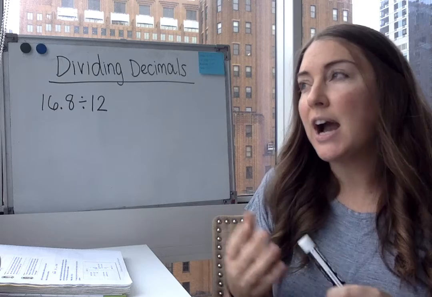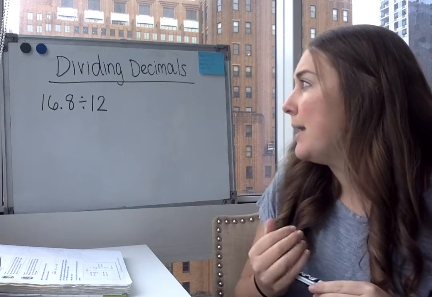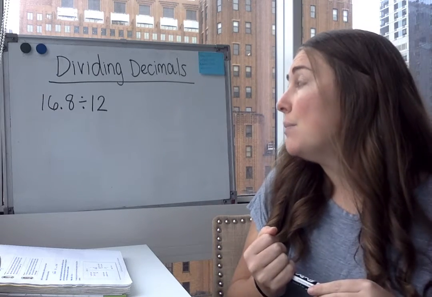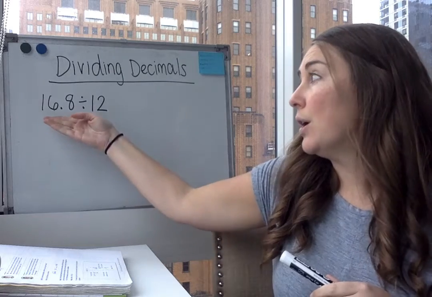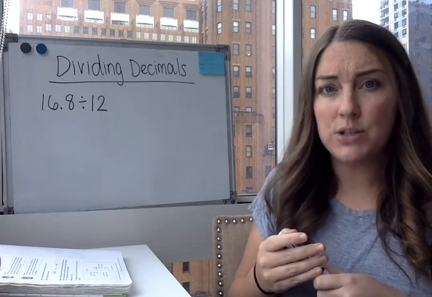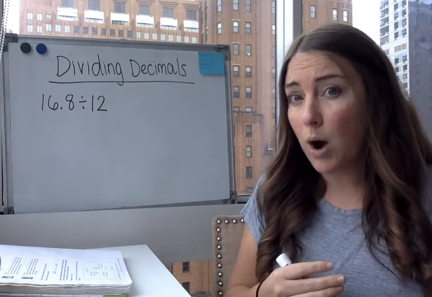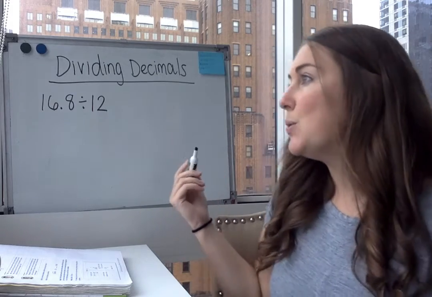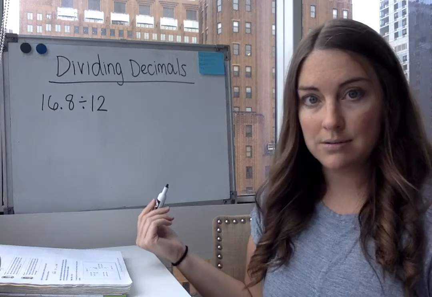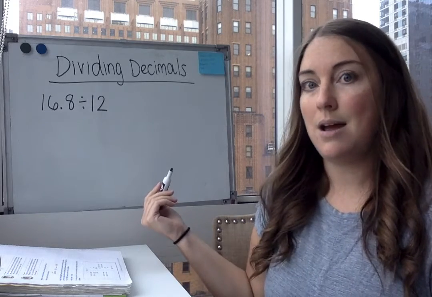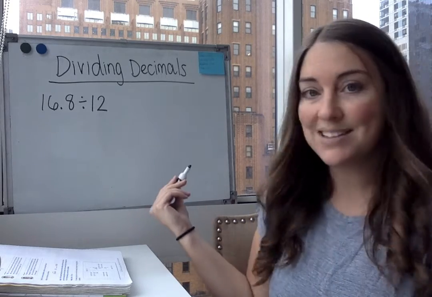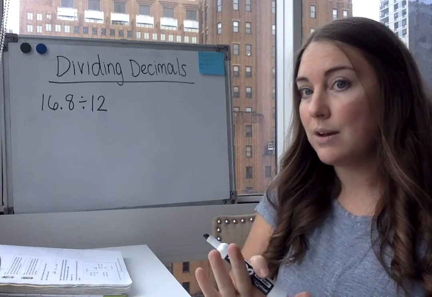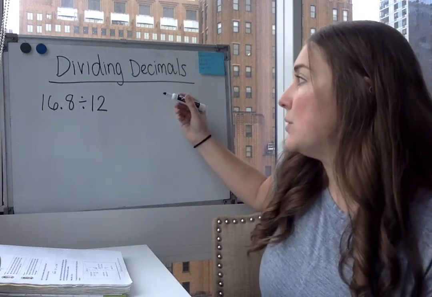So right away you're kind of thinking, what should your answer be about? You know that if you were to round, 17 divided by 12 is going to be greater than 1, but not too much greater, okay? So just like you can use multiplication for division, you can use multiplication for dividing decimals.